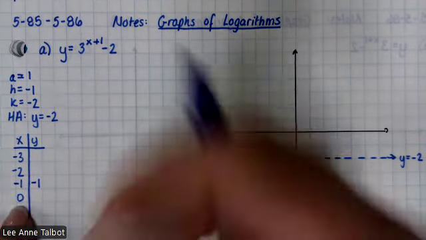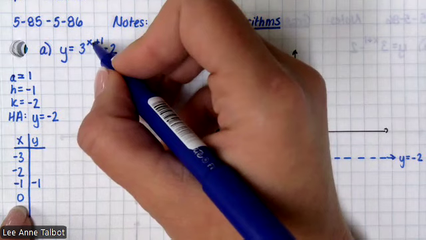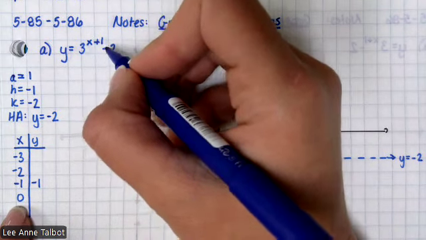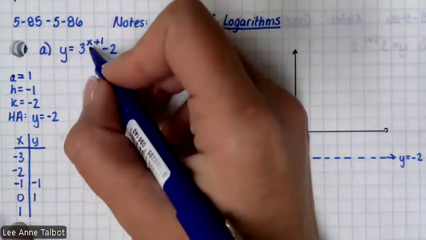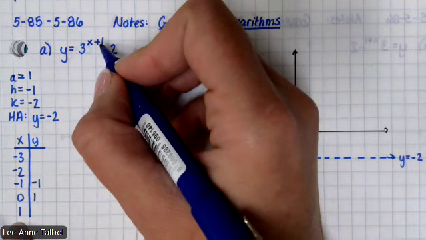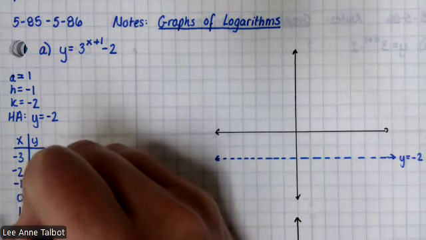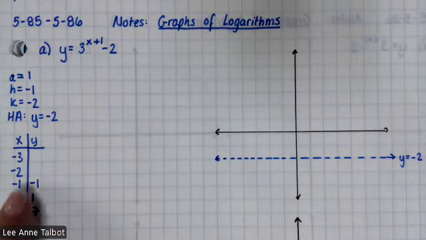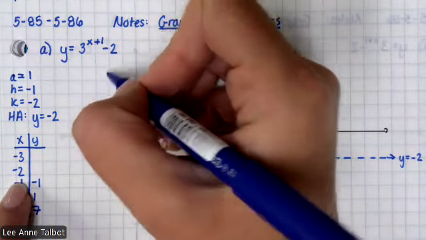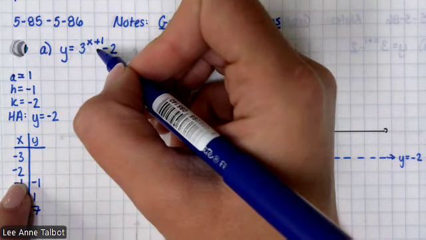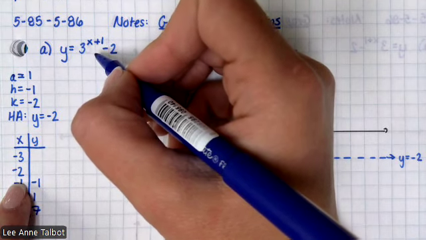Okay, let's go the positive direction. So 0 plus 1 is 1. 3 to the 1 is 3. 3 minus 2 is 1. That's not too bad. Okay. 1 plus 1 is 2. 3 to the 2 is 9. 9 minus 2, 7. Okay, we're doing it. Okay. -2 plus 1, -1. 3 to the -1, 1/3. Okay, this is the hard part.